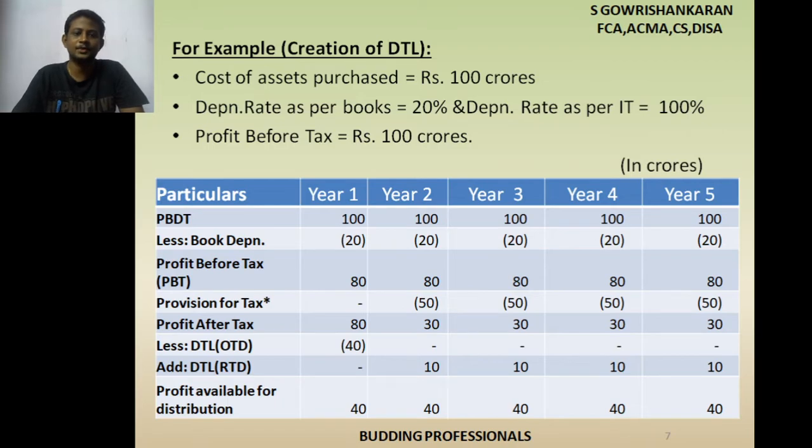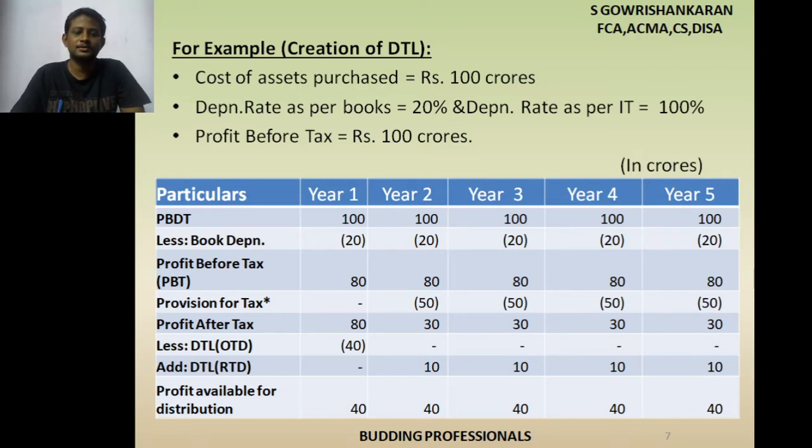100 crores, correct? And depreciation rate as per books, that is as per GAAP, generally accepted accounting principles. Assume the depreciation rate as per the Companies Act, that is as per books, is 20%. And the depreciation rate as per the Income Tax Act is 100%. Then what is the next item? Profit before tax 100 crore. This is the question. We have to create deferred tax liability.